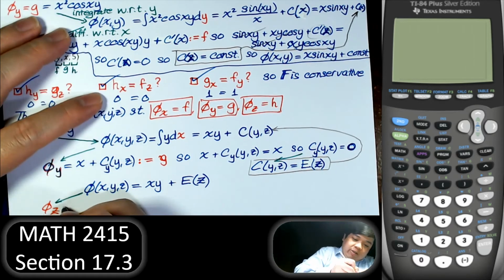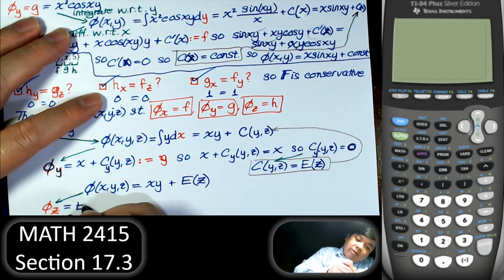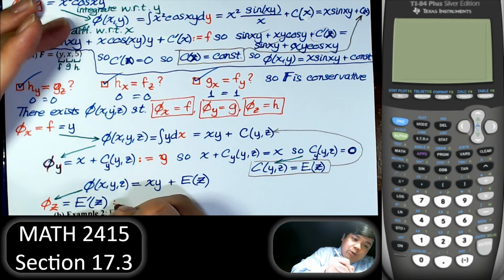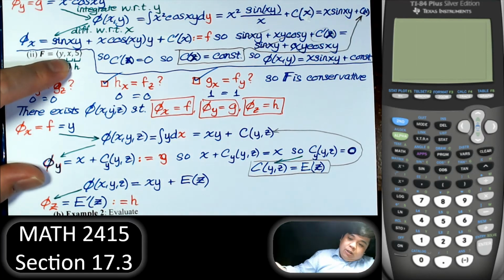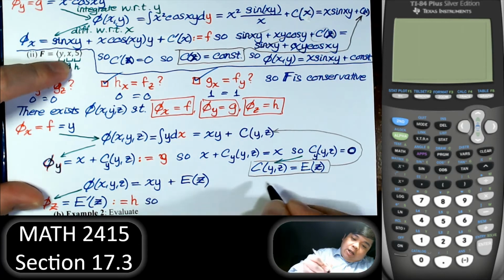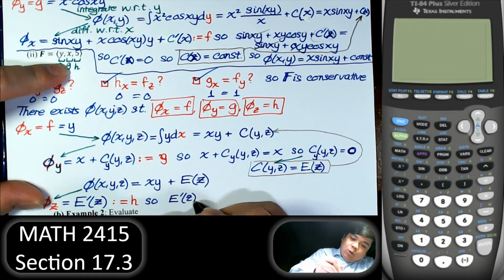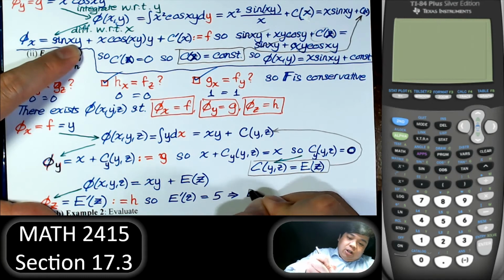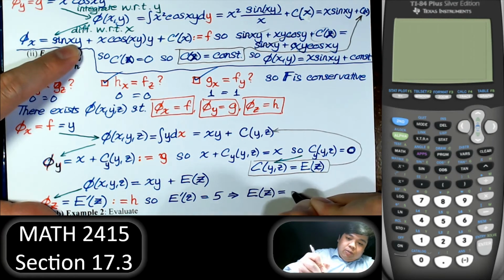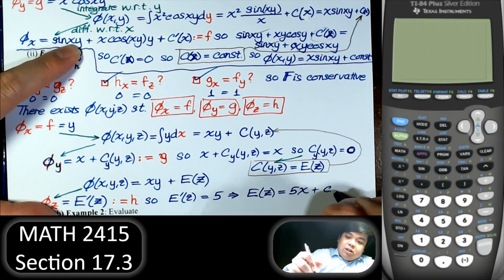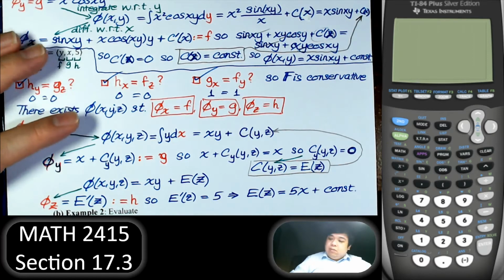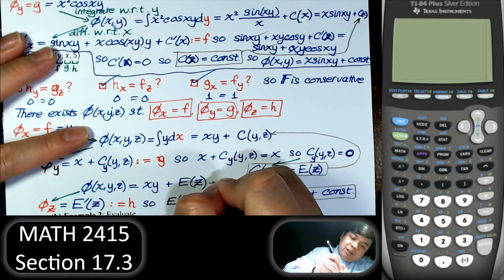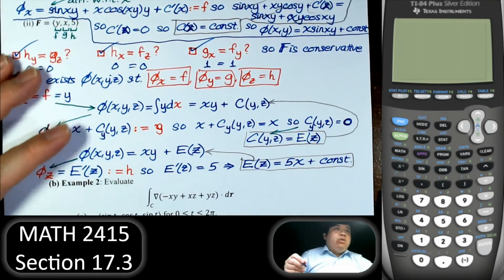xy is a constant, derivative of that is 0, so we just have the derivative of that function with respect to z, and we will make this equal to h. So we have the derivative with respect to z equal to h, which is 5. If it is 5, then the function is going to be equal to 5x plus a constant. That is our answer. If we substitute this back into this form, we have the potential function.